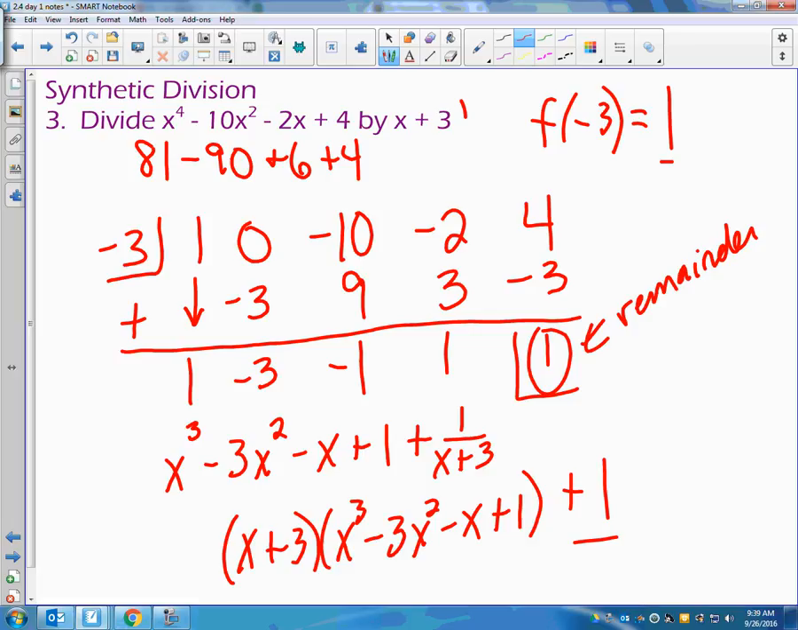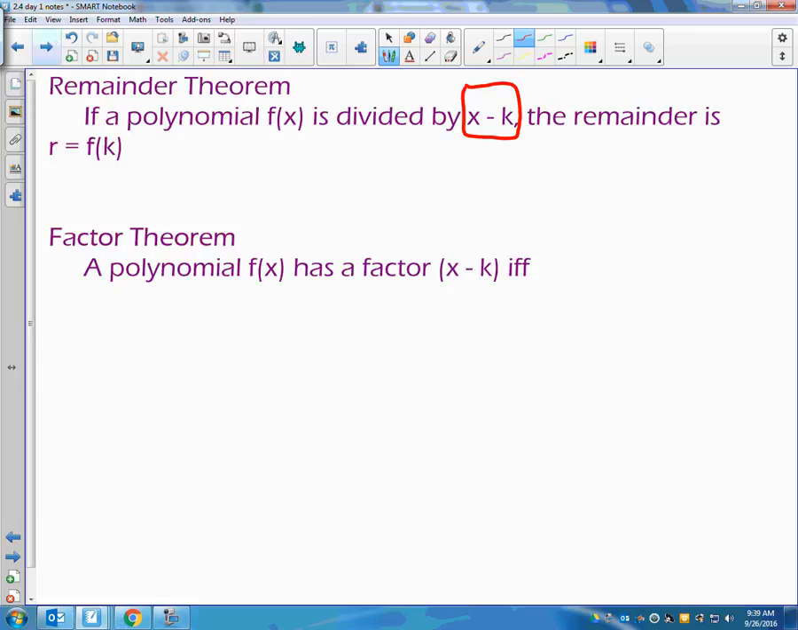Why do we care? Because the factor theorem says if you want a factor of a polynomial, it is only a factor if and only if, right?